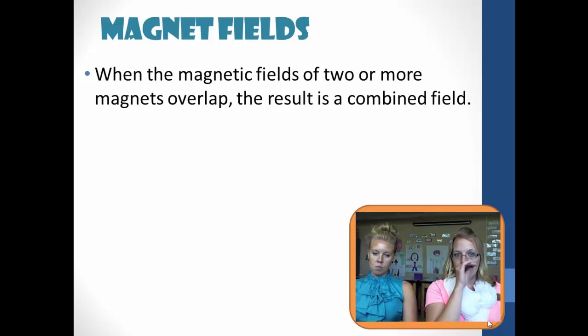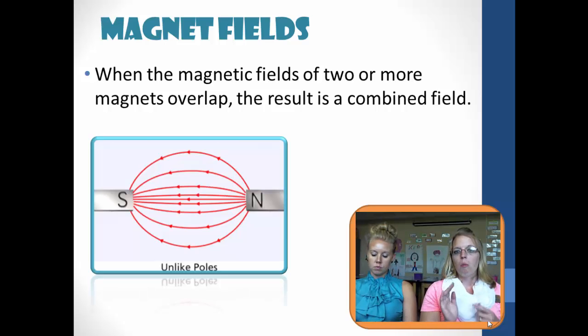Okay, so now something funky happens. If you take two magnets together or more, the fields overlap. And so we kind of expect you to know what those fields look like. So we're going to show you one at a time.